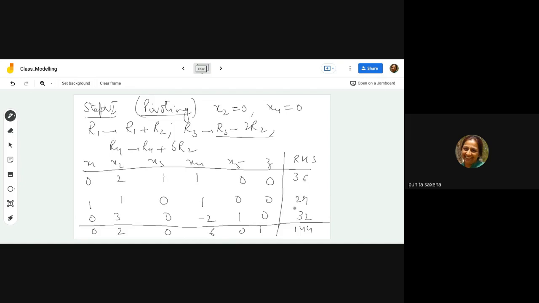So basically now we have to repeat the steps. That means repeat your optimality criteria. What was the optimality criteria? If a negative coefficient is present here, do you get a negative coefficient here? No, ma'am. That means the current solution is optimal. No improvement is possible.